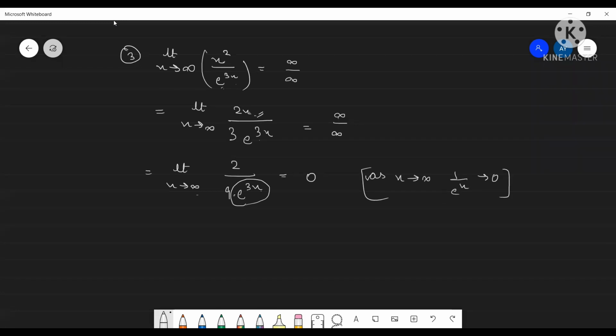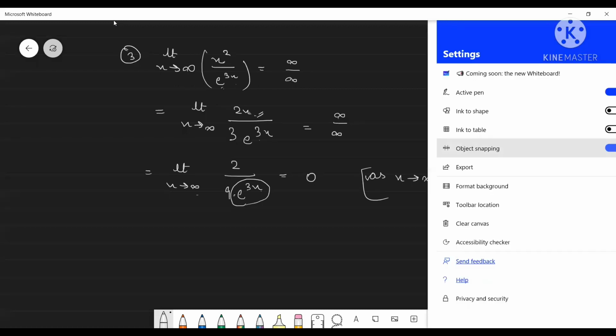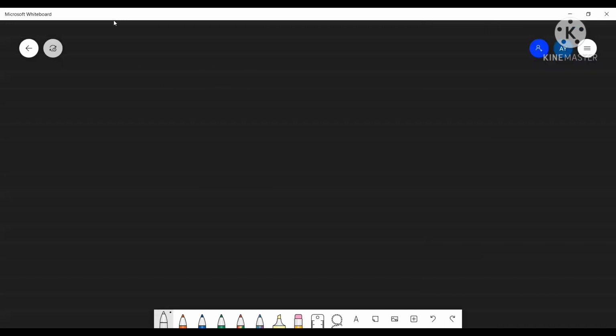Am I clear with the third question? Now we'll see the fourth question. Limit x tends to 0, (e^(2x) − cos x) / x.